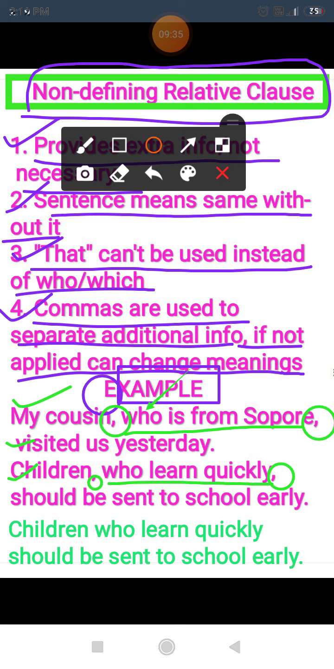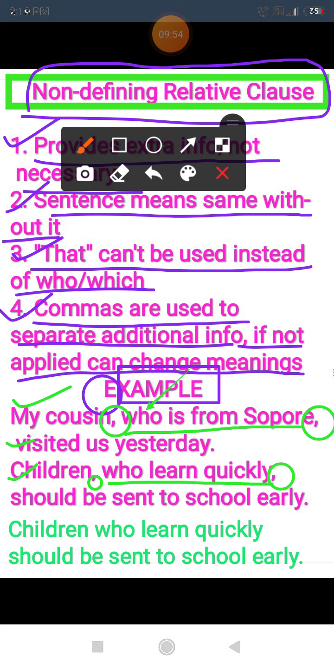So children, who learn quickly, it means all the children. It doesn't identify, it doesn't define, it doesn't describe हम किन बच्चों के बारे में. We are talking about all the children. So it means all the children. तो ये extra information है, ये additional information है.